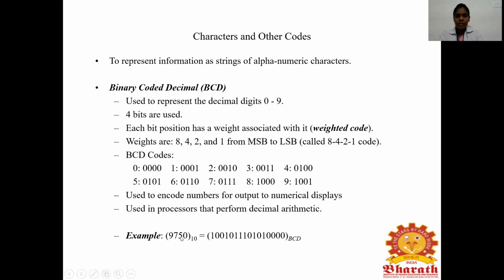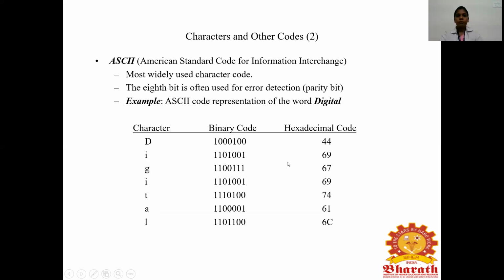If we see this with an example, 9750, it's a decimal number. We are going to convert it into a BCD code. So for 0, we write the 4-bit BCD code, that is 0000. For 5, that is 0101. For 7, 0111. And for 9, 1001.